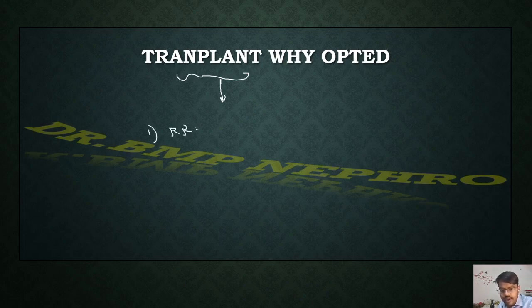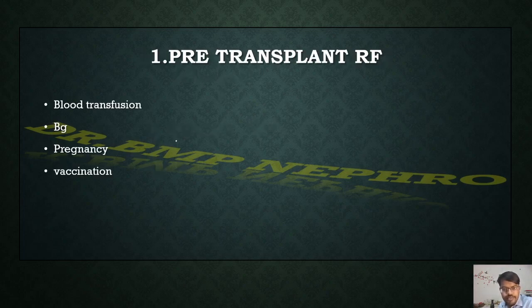Coming to the transplant, we have to mention why he opted for transplant. If the patient is on RRT, he might have some problem with RRT, or his quality of life was poor, or overall, theoretically, transplant has the best outcome for a CKD patient. After the counseling, whether he opted for it or for any particular reason, you have to highlight that here.